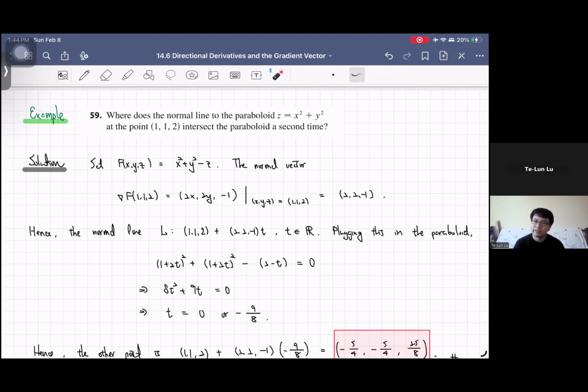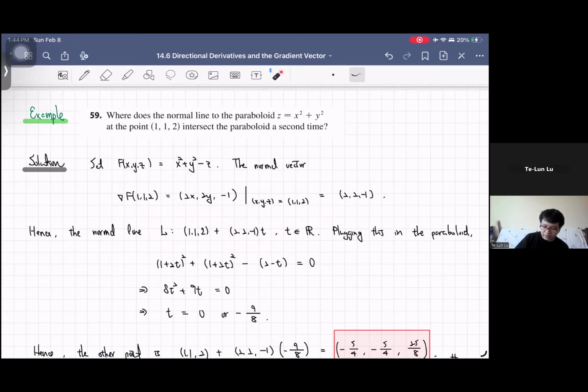So first of all, let us find the normal line. We already have the point, so the idea is to find the normal vector. The normal vector is basically, as mentioned before, the gradient vector. So the gradient of f(x, y, z) is simply (2x, 2y, minus 1). Plugging in the corresponding point, you get (2, 2, minus 1). So this will be the normal vector, and then this will be the line equation, okay? Starting from (1, 1, 2), going along the direction (2, 2, minus 1) for every t.